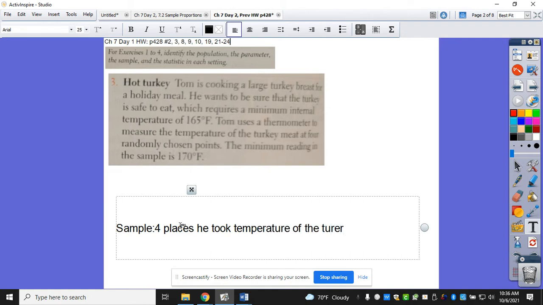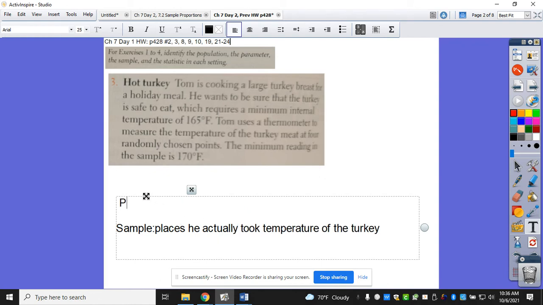Now, that wasn't direct wording, so person to person, that's going to be worded a little bit different, but essentially you're saying the same thing. It's the places that he actually took. I don't need the 4 there. But it's the ones where he actually used the thermometer to take the temperature.